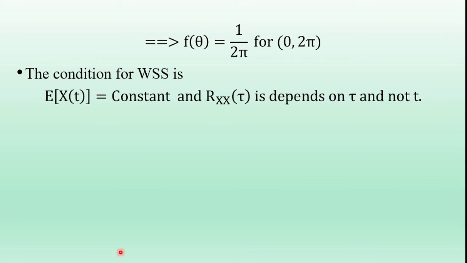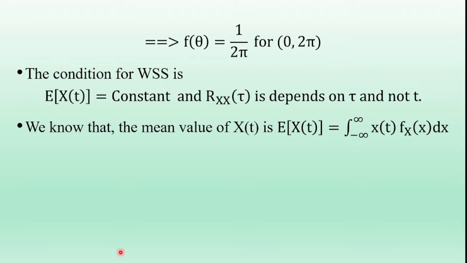The condition for a WSS process, a wide sense stationary process, is that the mean of the random process is constant and the autocorrelation function depends only on tau and not on time t. So first calculate the mean of the random process. We know that the mean value of the random process X(t) is the expectation of X(t), which is the integral from minus infinity to infinity of x(t) times f_X(x) dx.